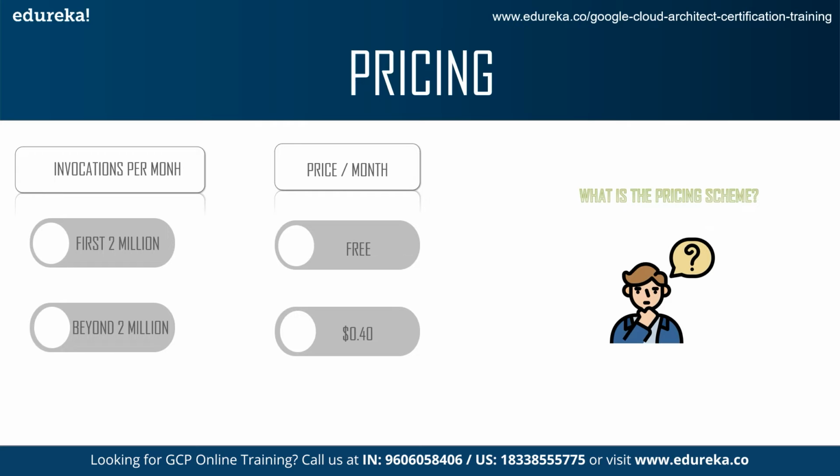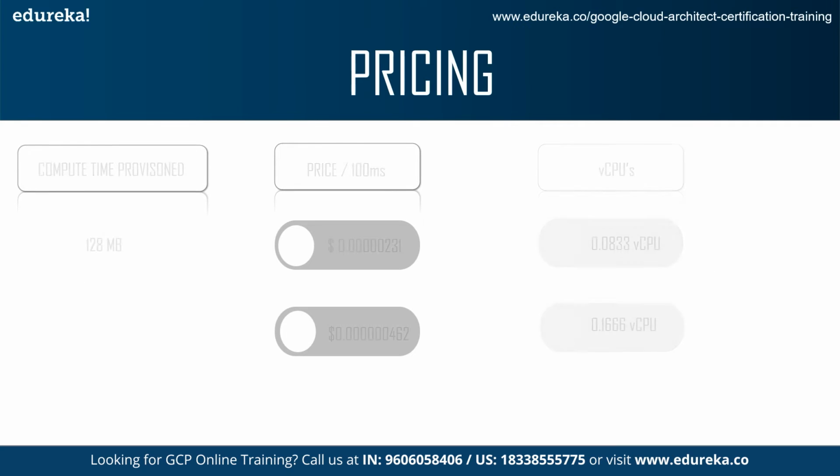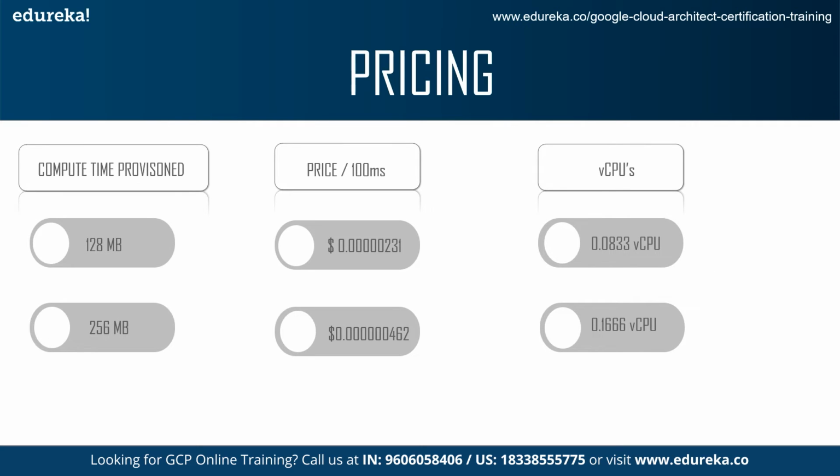Apart from all of this, we can see that pricing is also based on the compute time provision, the price per 100 milliseconds, and the virtual CPUs present. So 128 MB compute time will be priced at around $0.0000231, whereas virtual CPUs required will be 0.0833, right? Similarly, it is exactly double of what 128 MB needs for 256, right? So the virtual CPUs required in the 256 MB compute time provision will be 0.1666 virtual CPUs.